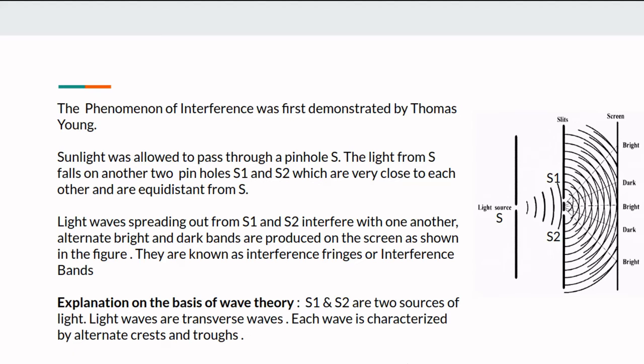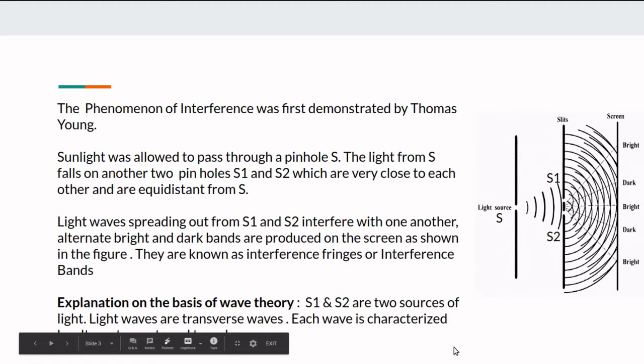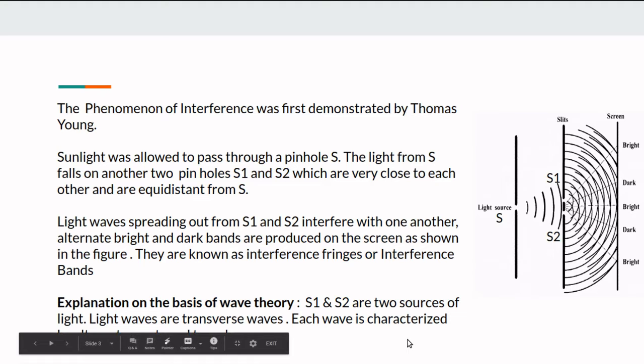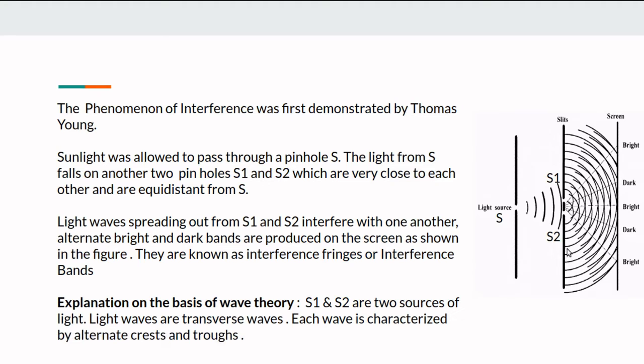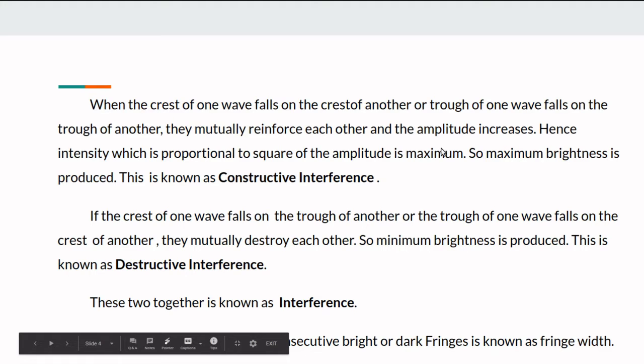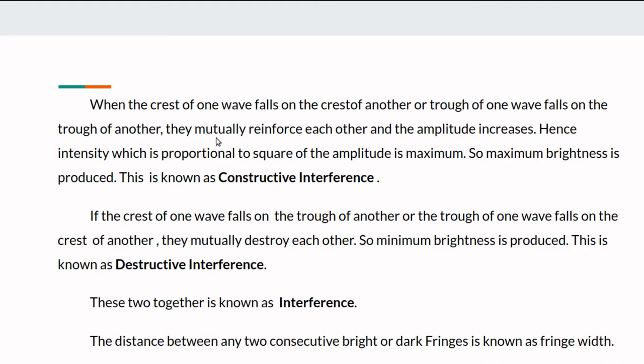Next, the explanation on the basis of wave theory. How are these fringes formed, and why are some points bright and some points dark? This is explained on the basis of Huygens wave theory. In this figure, S1 and S2 are two sources of light. We know that light waves are transverse waves. Each wave is characterized by alternate crests and troughs. When the crest of one wave falls on the crest of another, or the trough of one wave falls on the trough of another, they mutually reinforce each other and the amplitude increases.